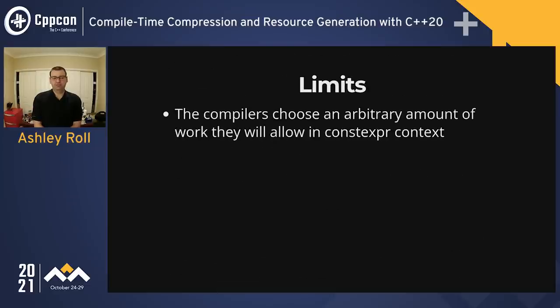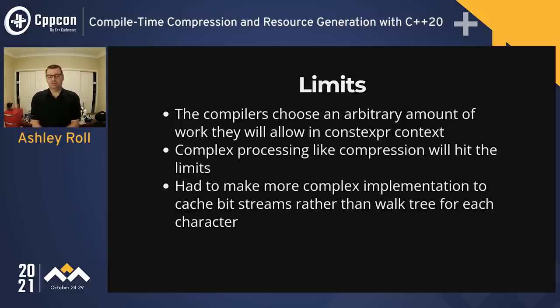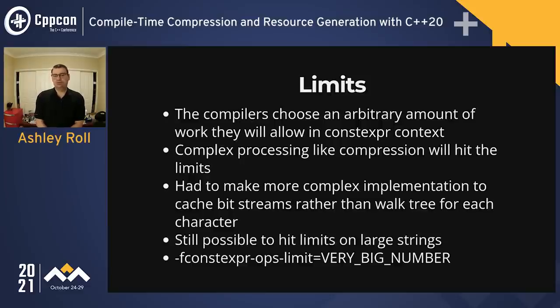Okay, so there are limits you're going to hit. Compilers choose an arbitrary amount of work that they will allow in the constexpr context. This is why complex processing like compression hits limits, and I hit that quite early on. So I had to make a more complex implementation that cached the mapping between the character and the bit pattern for it, because previously walking a tree for every single character was just too much. It's still possible to hit the limits on large strings, but there is an override for your compiler.